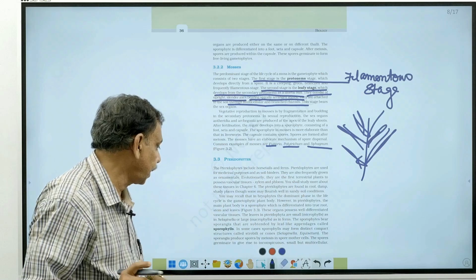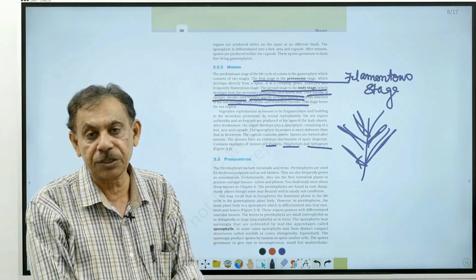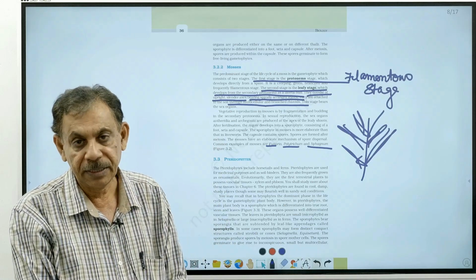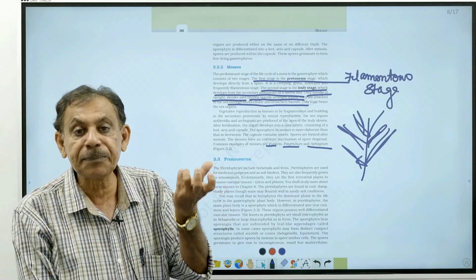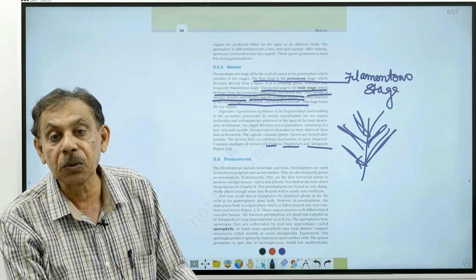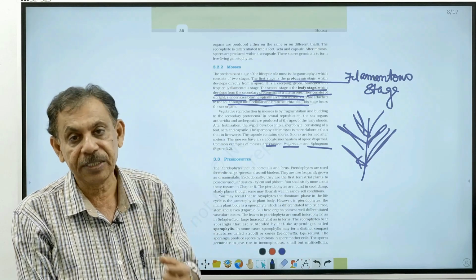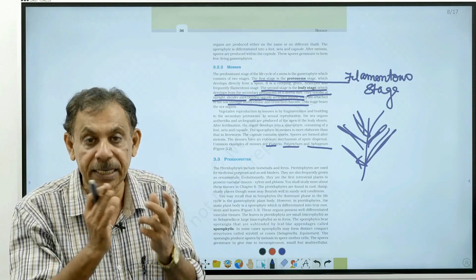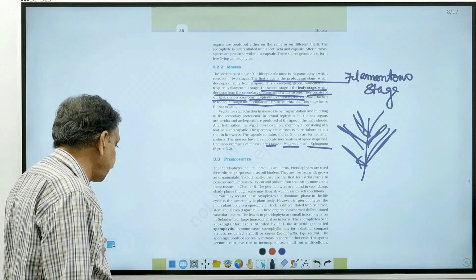Did you understand? Now coming to this, they produce leaf-like structures bearing spores. The special leaf-like appendages bearing spores are called sporophylls. Sporophylls contain sporangium. Sporangium is a spore-bearing sac. Sporangium contains spores. Let us see now.